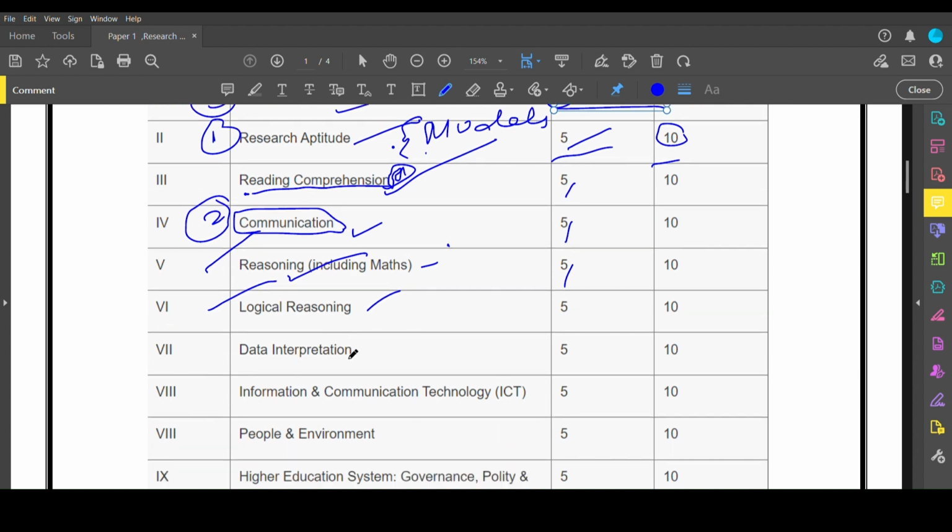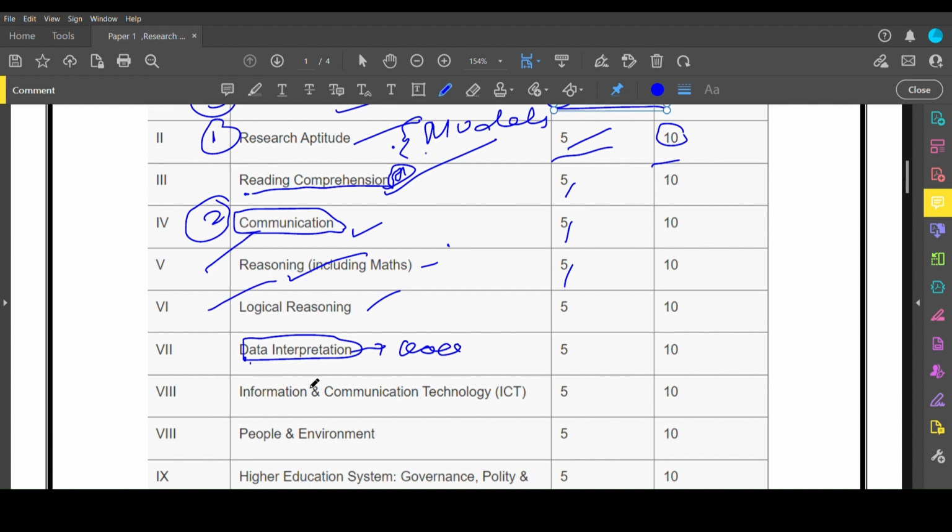And then there is data interpretation. This is more related to communication than to quant, because if you understand the question well, then you will be easily able to solve the ambiguous questions that have been given in this section.